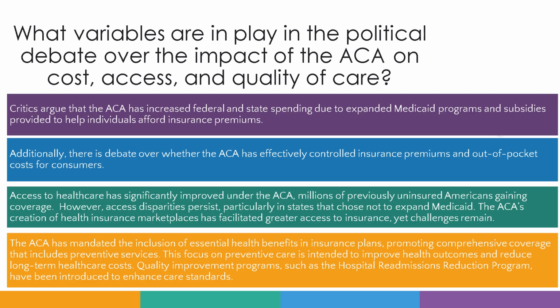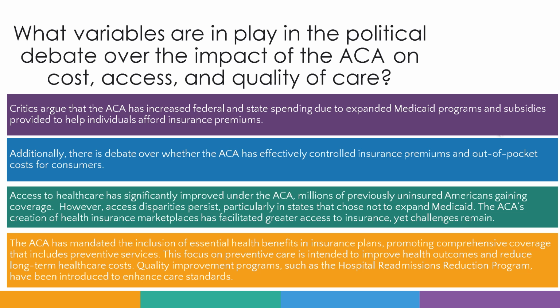What variables are in play in a political debate over the impact of the ACA on cost, access, and quality of care? Critics argue that the ACA has increased federal and state spending due to expanded Medicaid programs and subsidies provided to help individuals afford insurance premiums. Additionally, there is a debate over whether the ACA has effectively controlled insurance premiums and out-of-pocket costs for consumers.